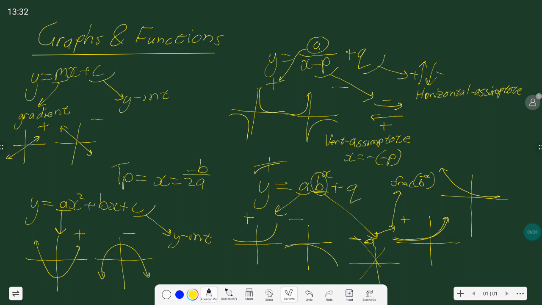So this is just a revision of all the graphs we've been doing from grade 10 to grade 12. What other way can I represent my parabola? y = a(x - p)² + q. What form is that? The turning point form. This is my turning point.